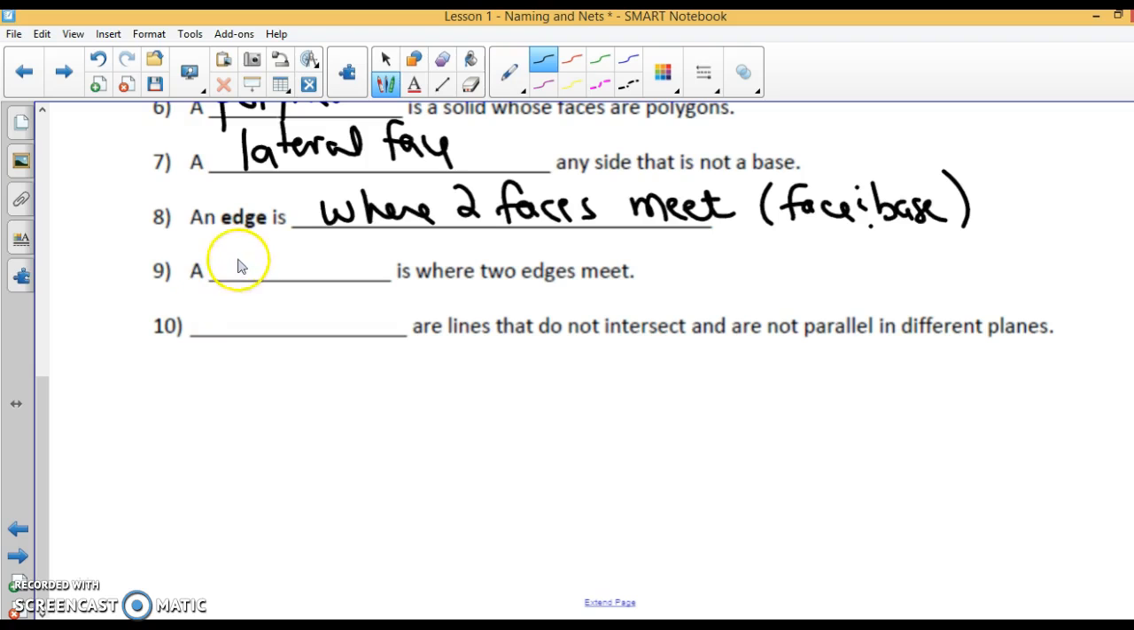A vertex is where two edges meet, and skew lines are two lines that do not intersect and are not parallel. They are in different planes. And again, I'm going to be showing all of this in class. It is easier when you see an actual shape.